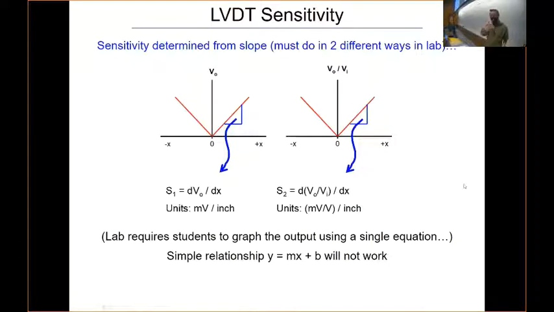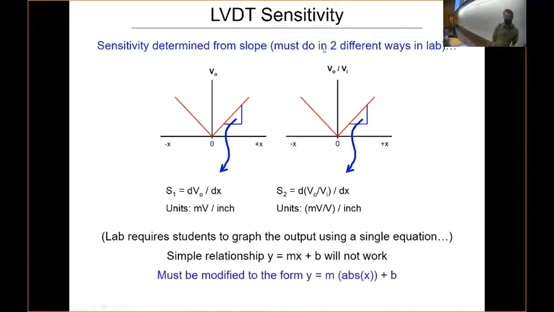So that's one thing. You need to determine those two sensitivities. And another thing is the lab requires students to graph the output using a single equation. The simple relationship of y equals mx plus b will not work, right? Because it's V-shaped. So how do you think you get around that? Yeah, absolute value. So it must be modified to the form y equals m times the absolute value of x, plus b.